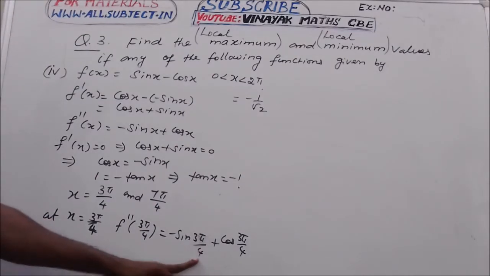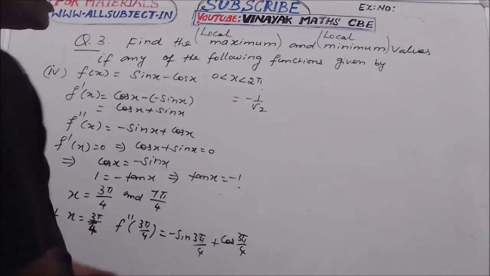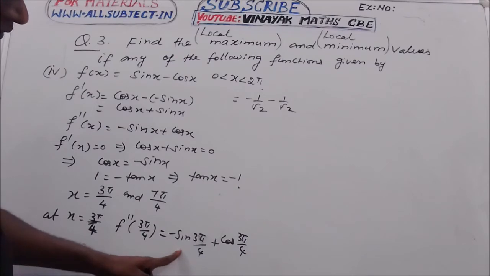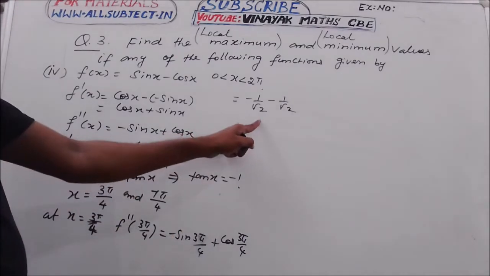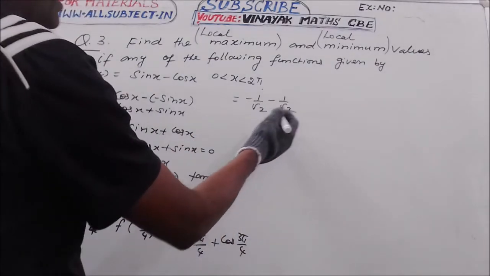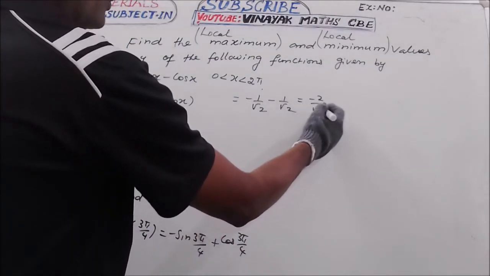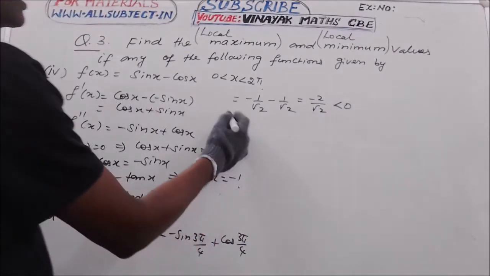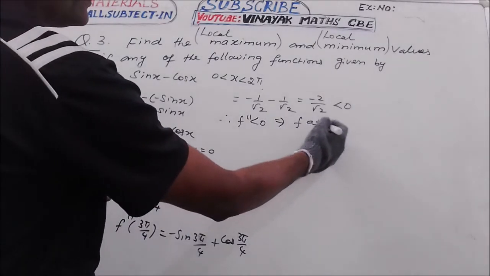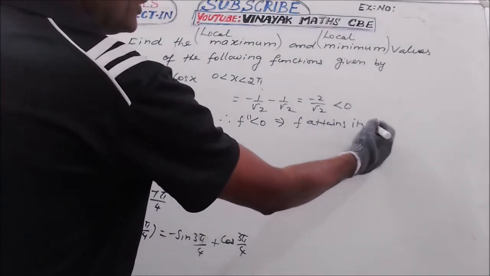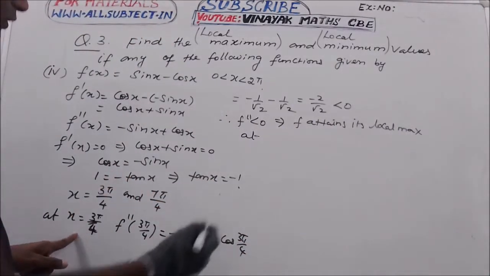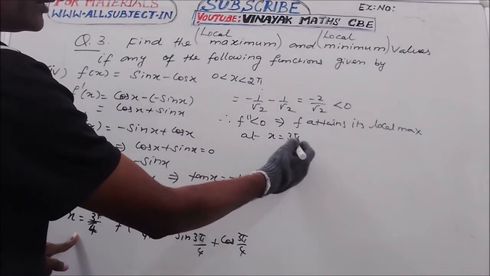Minus sin 135 degree is minus 1 by root 2, plus cos 135 degree is also minus 1 by root 2. Actually sin 135 is positive, but because of this minus, it is minus 1 by root 2. Cos 135 degree is minus 1 by root 2. So simplifying this, we will get minus 2 by root 2, which is less than 0. Therefore f double dash less than 0 implies f attains its local maximum at x is equal to 3 pi by 4.